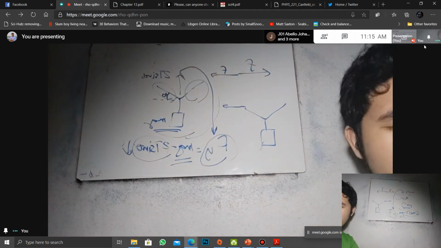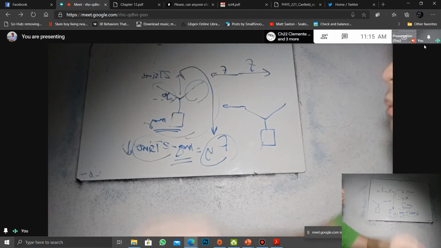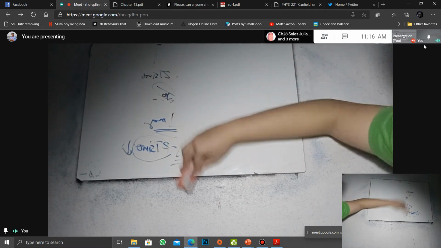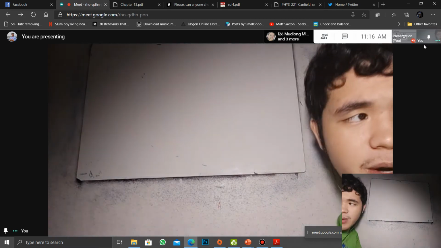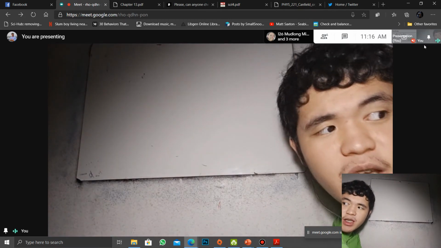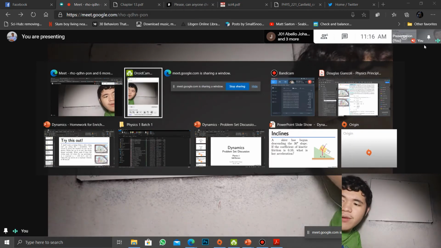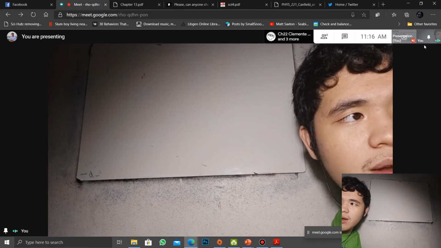Okay? Sige. Number 4. A person stands on a scale in the elevator. Diba na-discuss ko sa inyo na ang weighing scale works by looking at yung normal force exerted by the scale, diba? Ganun siya gumana. Now let's look at that.